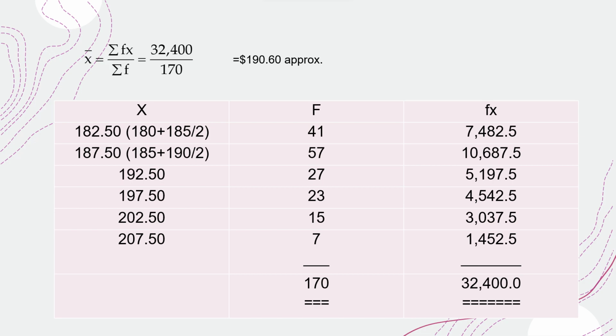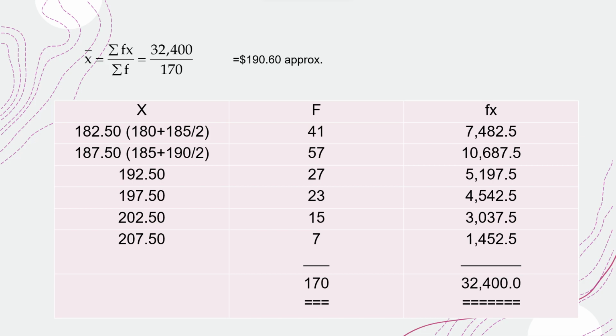Now, since we have found the middle point or the value of x, we are going to multiply each value of x with the corresponding value of f. For example, if you multiply 182.50 with frequency 41, you get a value of 7482.5, and the same will apply to all other values. So the sum total of frequency is 170 in this case, and the sum total of fx column is 32,400.